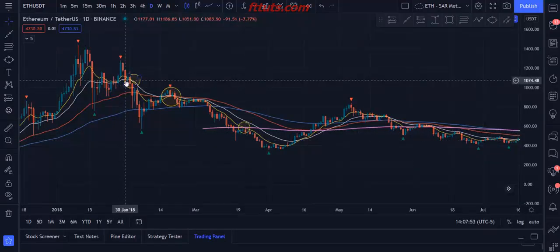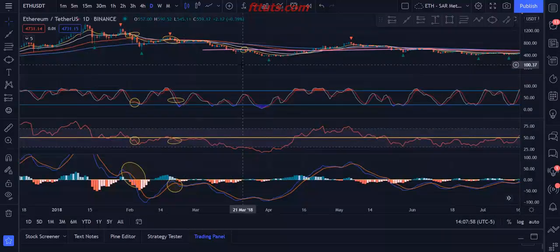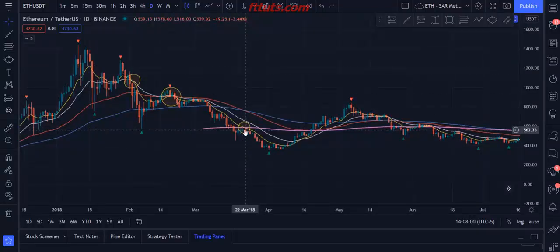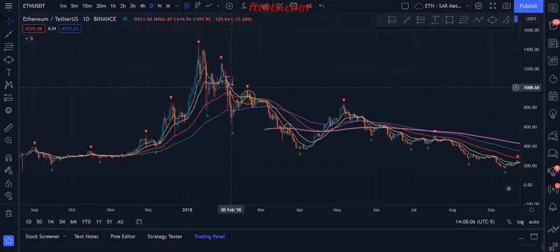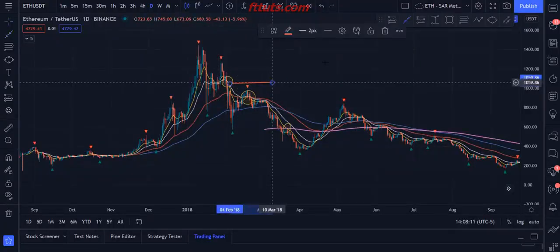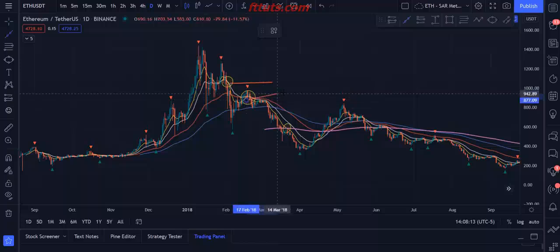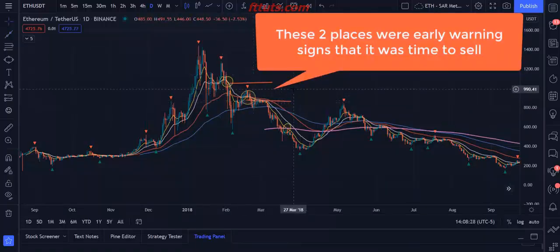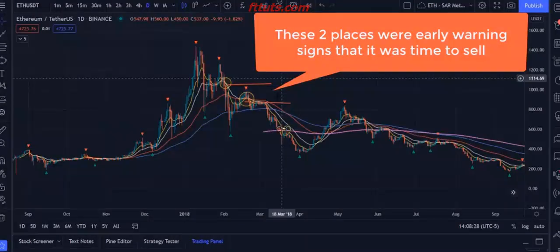So if you add it all up, you had two crosses with confluence, and then you had a bearish sign of the cross after that followed. So a good place to sell, obviously, is when you get confluence. So I'm talking about, here and here, right? So if you would have seen these signals, you would have known that it was time to sell.